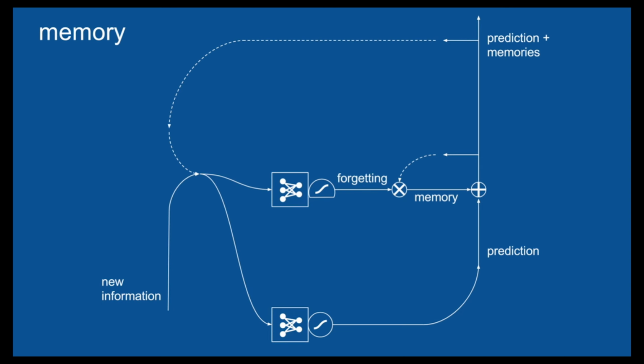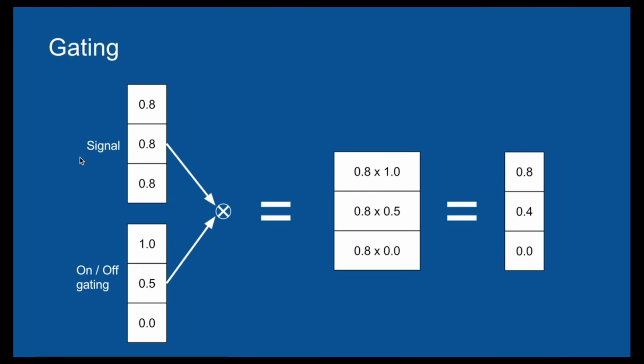First, LSTMs introduce a linear layer called forgetting, which outputs a gating vector. This vector performs element-wise multiplication with the memory vector to determine what to keep or discard from memory. For example, if the memory vector is 0.8, 0.8, and 0.8, and the gating vector is 1, 0.5, 0, the result is 0.8, 0.4, and 0, meaning strongly remember the first 0.8, partially forget the second 0.8, and completely discard the last 0.8. This is like erasing unnecessary words from a page.